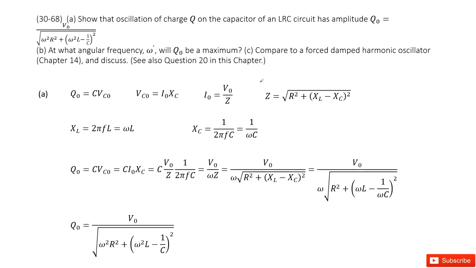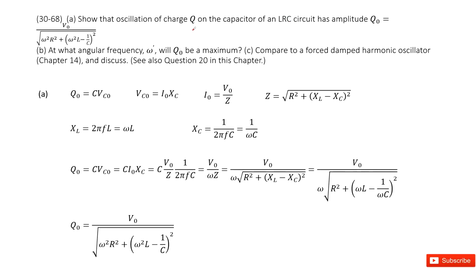Let's look at problem 68 in chapter 30. Chapter 30 is about inductance, electromagnetic oscillations, and AC circuits. There we need to prove the oscillation of charge Q on the capacitor equals this function, right? This is an LRC circuit.